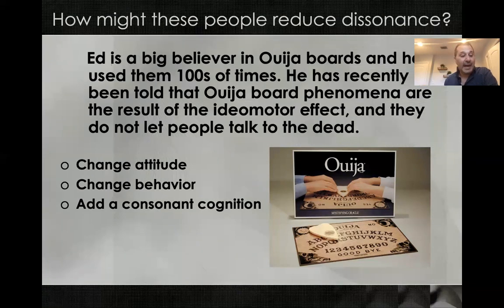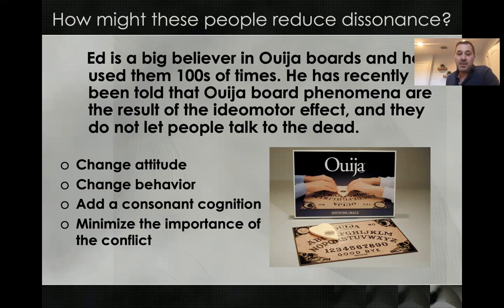He could, for instance, add a consonant cognition. So a consonant cognition, remember, is a new belief that's consistent with either the attitude or the behavior that are in conflict. So the basic idea here is he could say something like, yeah, I use Ouija boards, but I use them as sort of a social activity, a fun thing to do with friends, right? So in that case, he's adding a new belief, which is that I use Ouija boards as a bonding experience or as a social activity, which is consistent with his behavior.